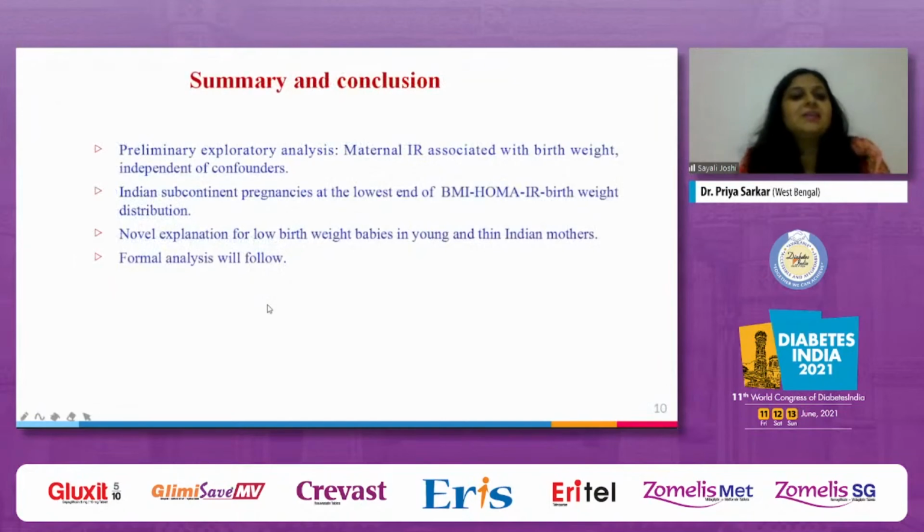To summarize, this preliminary exploratory analysis brought about the association between maternal insulin resistance and birth weight independent of confounders. Importantly, Indian subcontinent pregnancies were at the lowest end of BMI, HOMA-IR, and birth weight distribution. This is a novel explanation for low birth weight babies in young and thin Indian mothers, and formal analysis will follow soon.